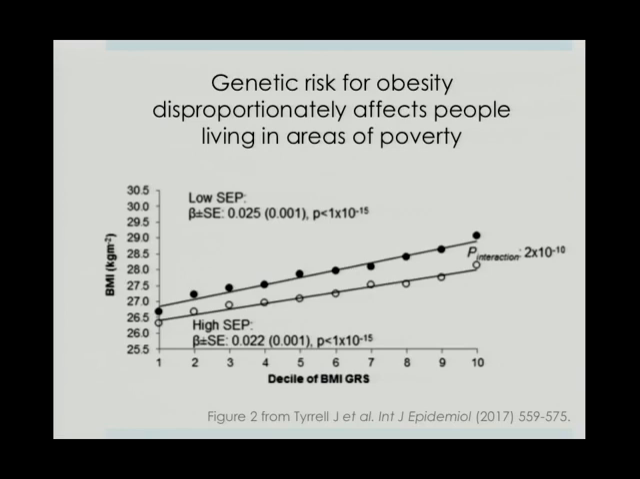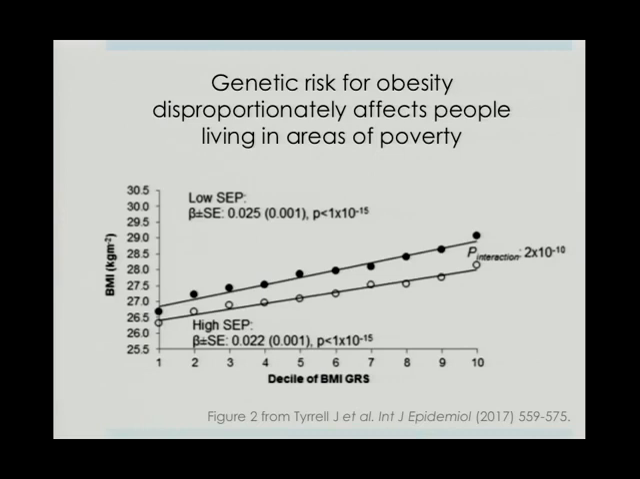And then actual BMI is plotted along the y-axis. So as expected, people with a higher genetic risk score for obesity have a higher BMI, like the positive trend that you see, very obvious. But the important thing to note is that the magnitude of the effect is much worse for people living in areas of poverty. So shown here by the black circles, these people have low SEP, where SEP stands for socioeconomic position.